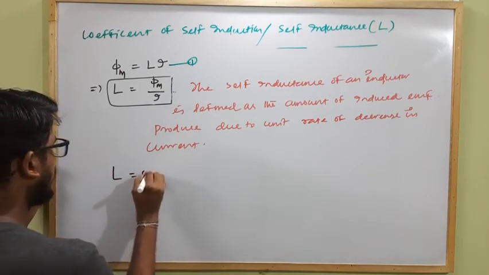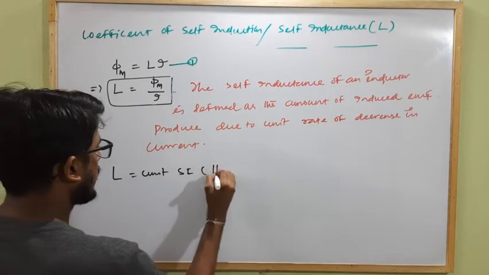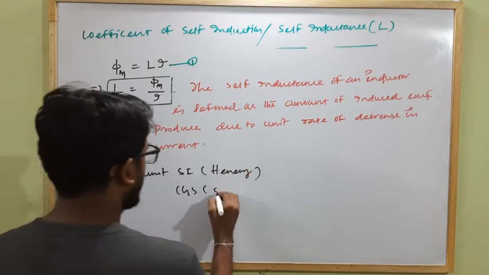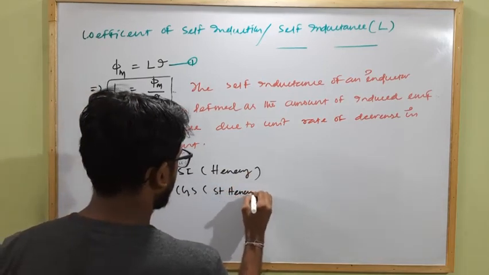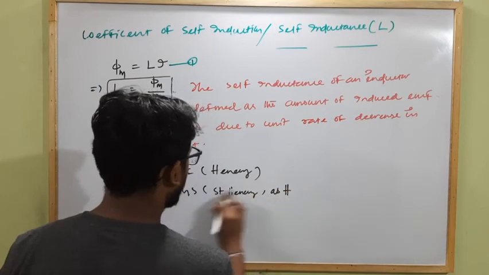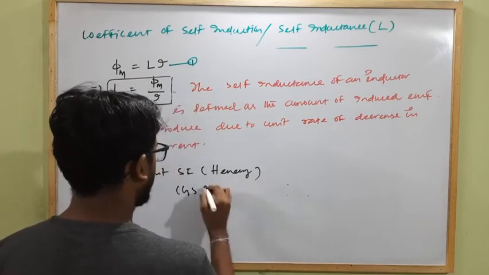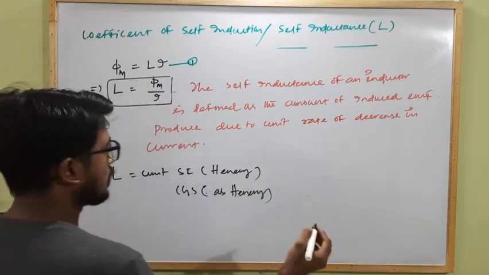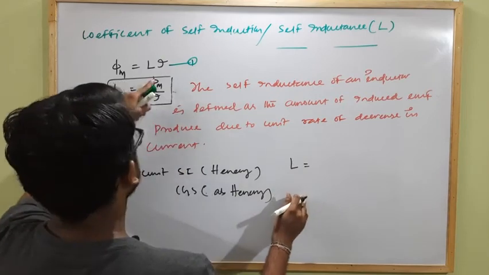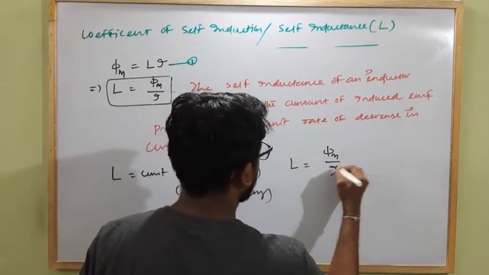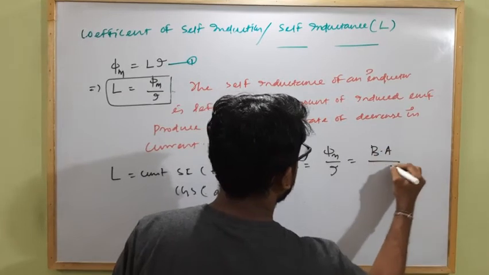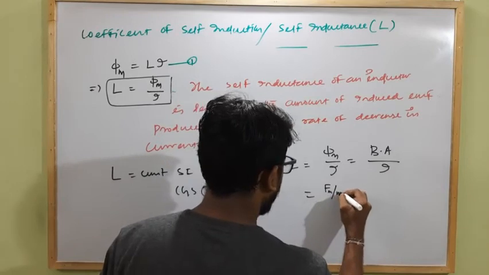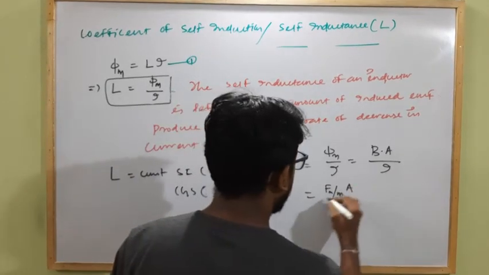L has unit in SI Henry, or in CGS we can write it as Stat Henry, or Ab Henry in electromagnetic units. And what is the dimension? As we know, L equal to phi by I, what is phi? B into A by I, what is B? B equal to the magnetic force per pole strength into area divided by current I.